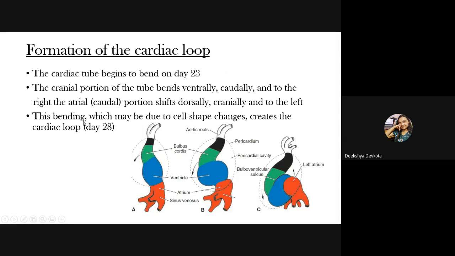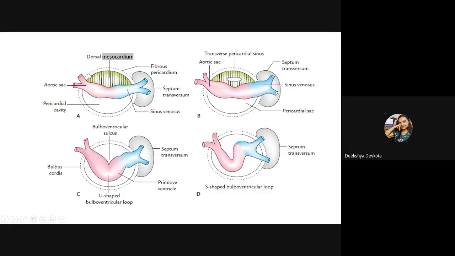And by day 28, the cardiac loop is formed. This will be more clear in this figure. Previously, our heart tube was suspended in the pericardial sac with the help of the dorsal mesocardium. But along with the development, the transverse pericardial sinus appears here. And finally, the whole dorsal mesocardium disappears.